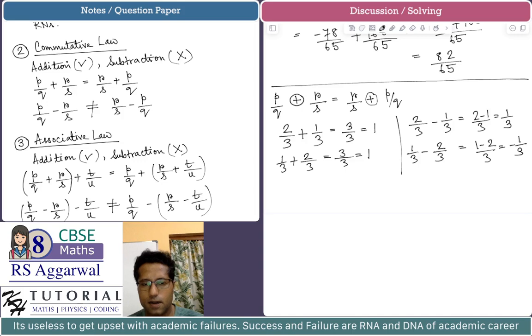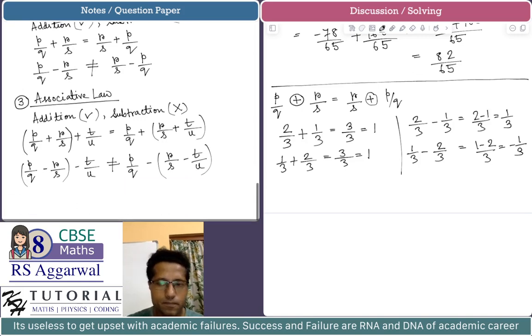p by q and r by s, p by q plus r by s is equal to r by s plus p by q, but p by q minus r by s is not equal to r by s minus p by q. So subtraction is not commutative, whereas addition is commutative with respect to rational numbers. So this was the commutative law. The next is the associative law.